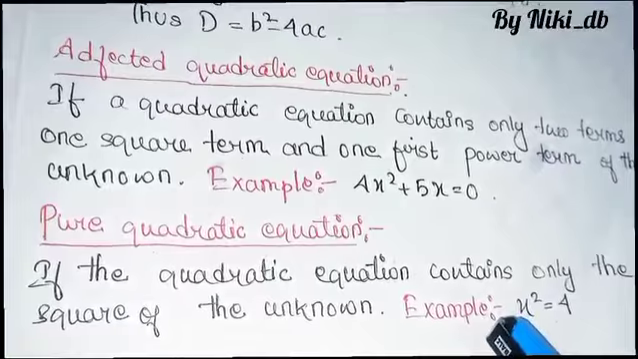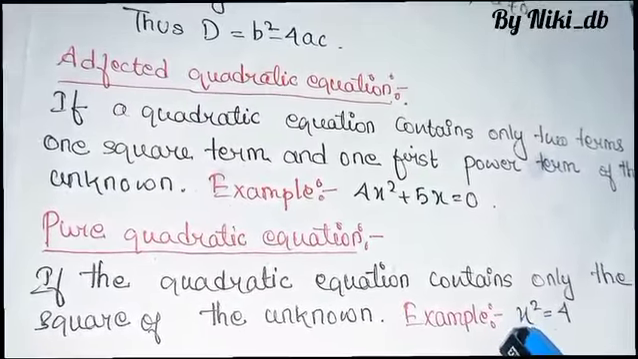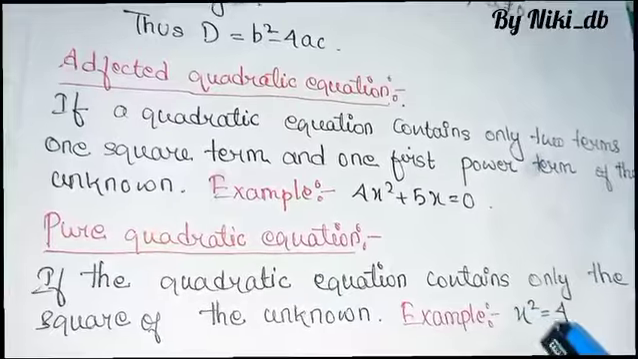Example, x square equals to 4. X is the unknown variable and it is squared, so it is a pure quadratic equation.